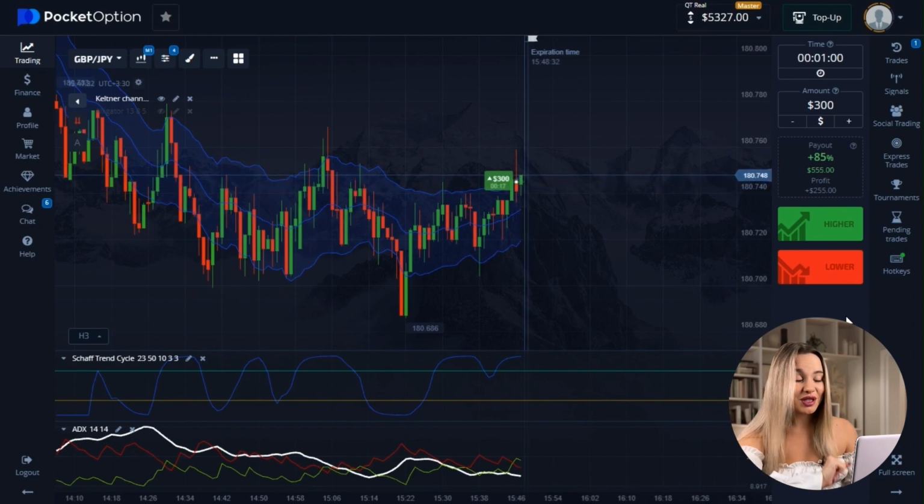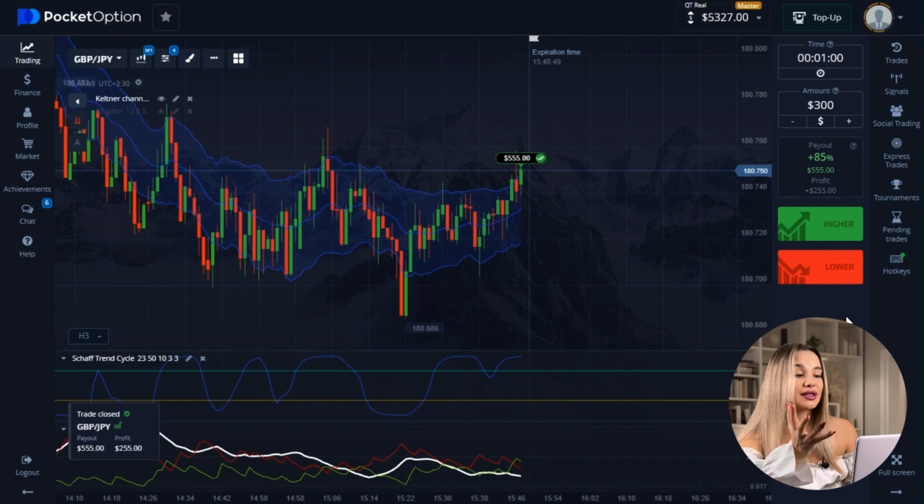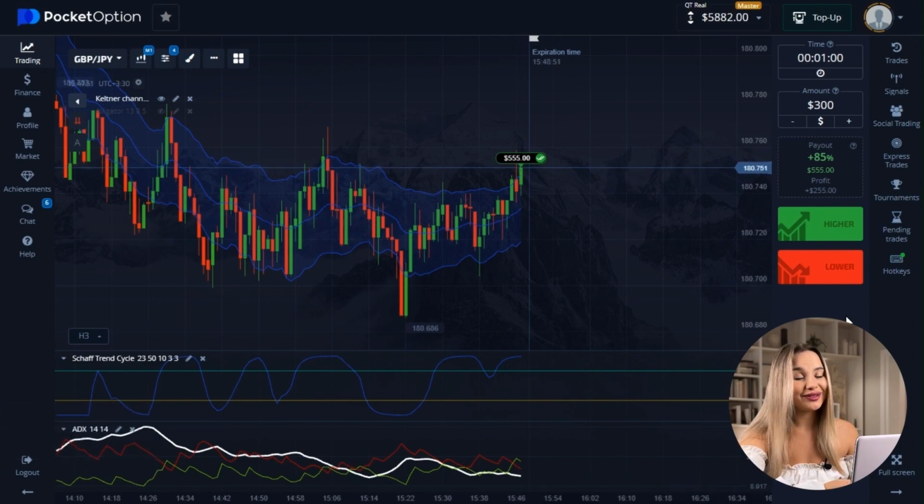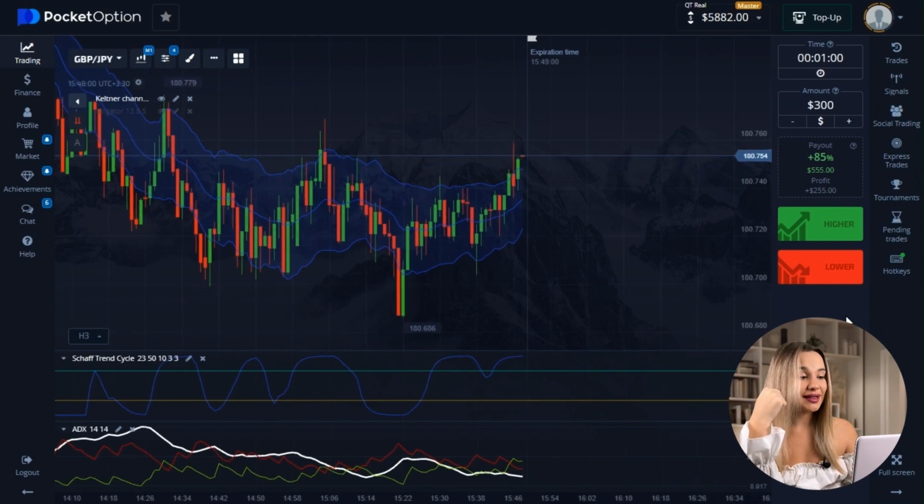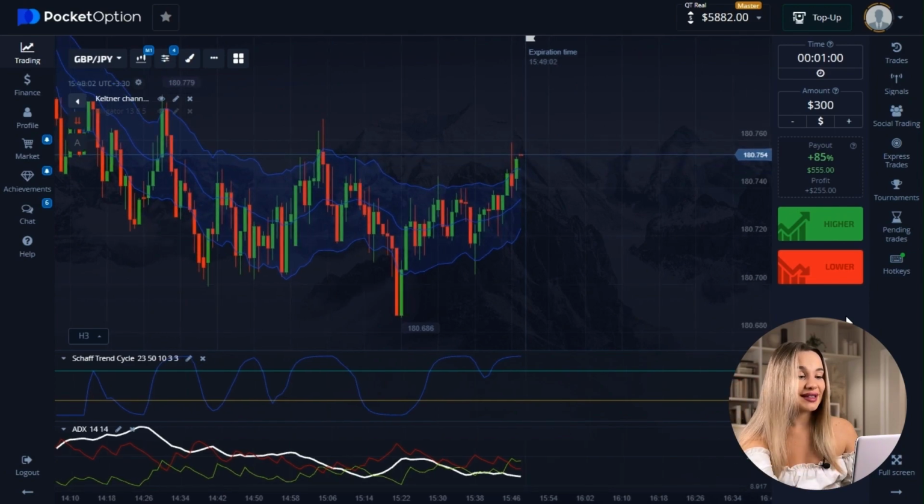Friends, from this situation, we can conclude that the Schaff trend cycle is a very useful tool for identifying the start of a trend and determining if a level will be broken. In the comments under every video, you ask how to identify breakouts. So here is another tool for you. Use it well. Just like I do in my trades. Another $255 just added to my balance thanks to the Schaff trend cycle.